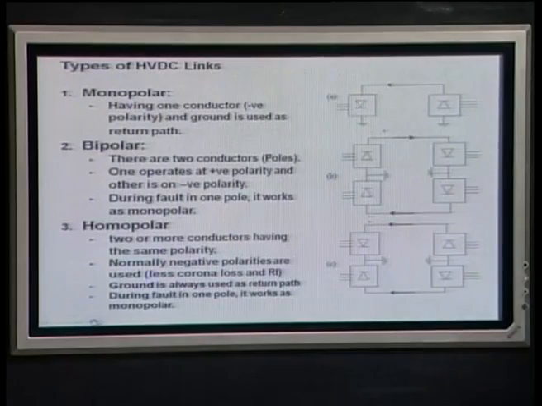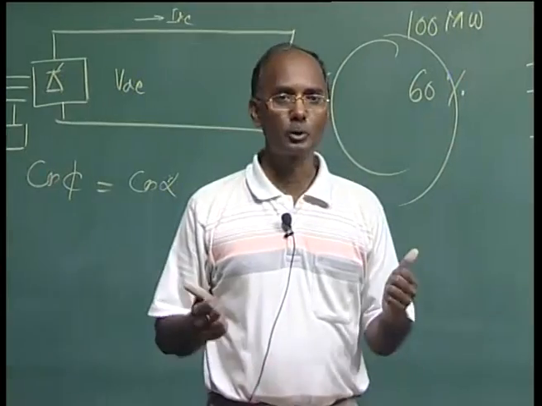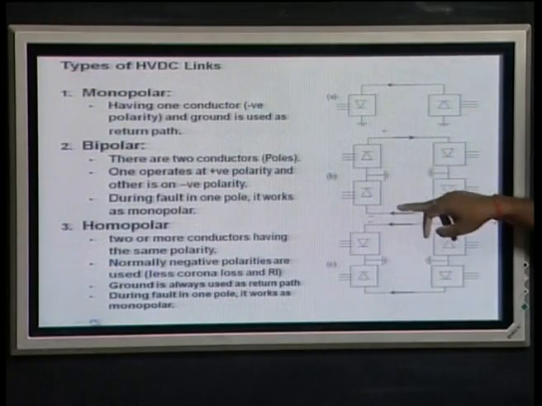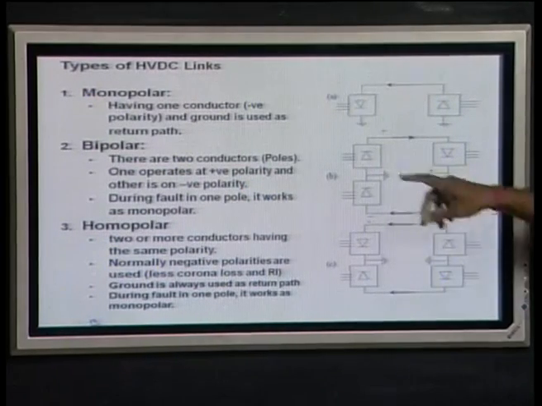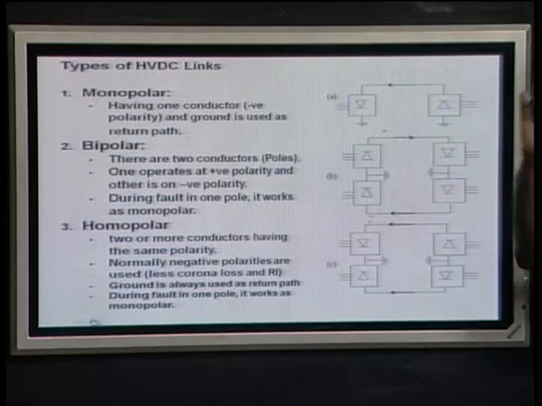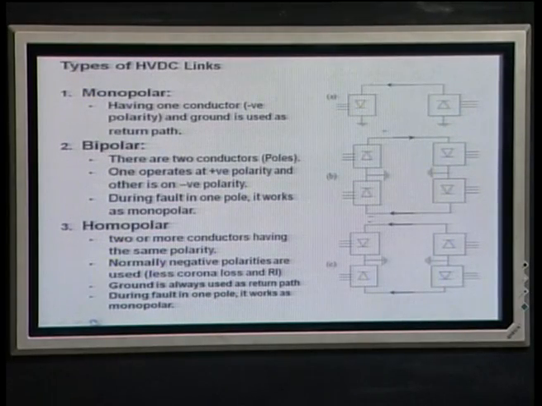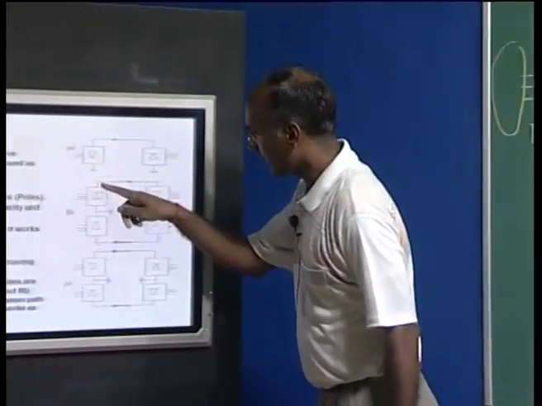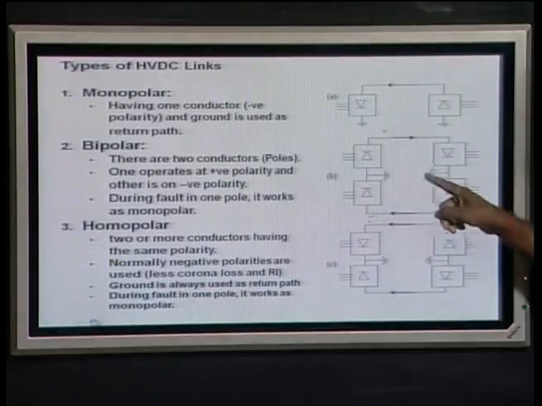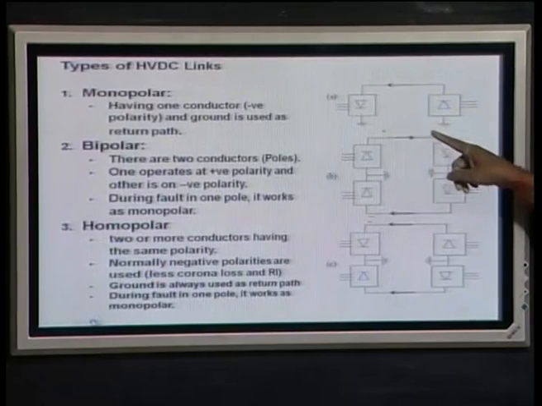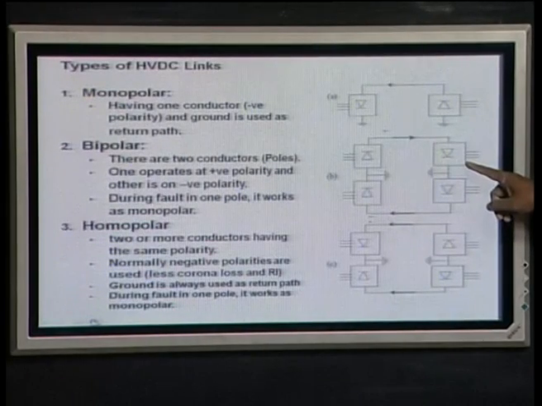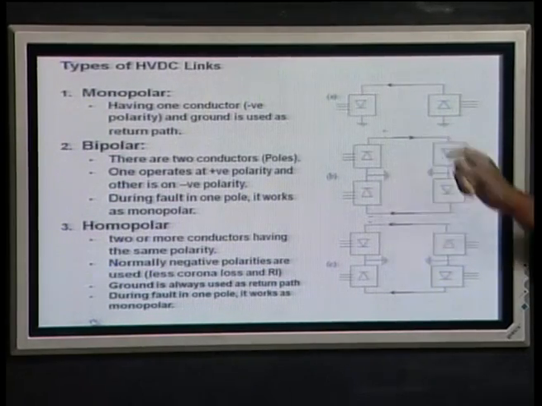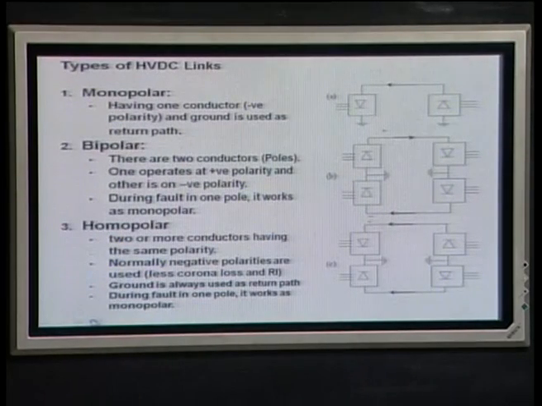The second category of HVDC link is bipolar. As its name suggests, there are two poles, meaning two wires. One is the go conductor, the other is the return conductor. In the bipolar, one conductor is at positive polarity and the other is at negative polarity. In normal operation, the current will not flow through the ground, because current will flow through these converters, and this is positive and the other is negative, or vice versa, based on the operation of the converter.